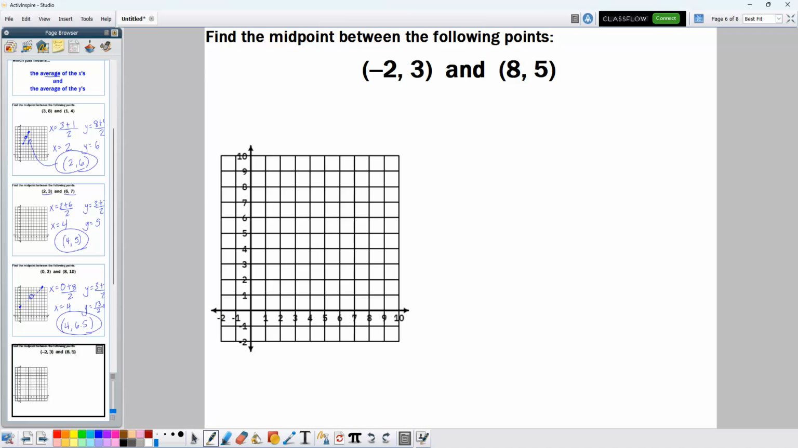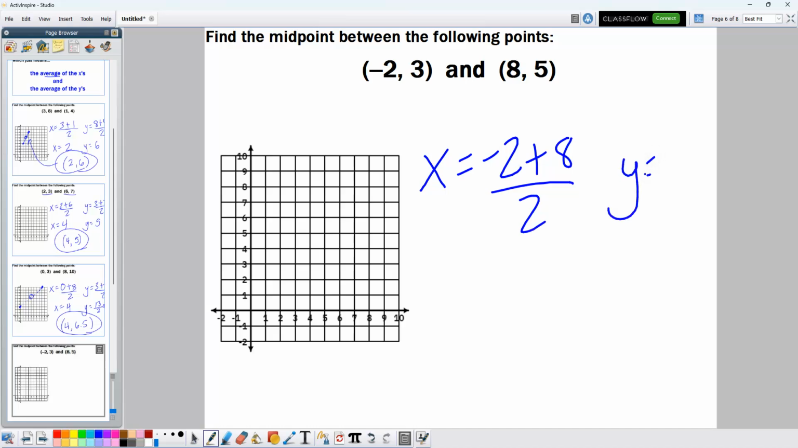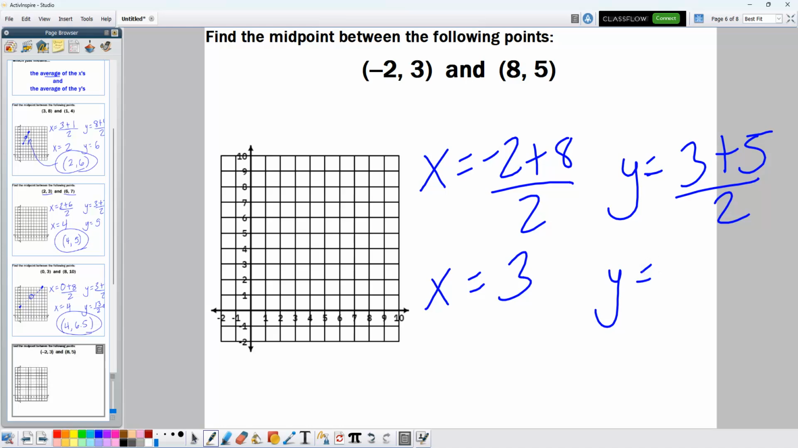Let's try it again. I got x equals negative 2 plus 8 over 2. You mean you can do negatives with this? Yeah, you can. Any sort of number you get, just punch it into the formula. Negatives, positives, big numbers, small numbers, decimals, radicals, whatever it is, punch it into this. It's going to give you an answer. You'd have x equals, I believe that is 3, and this would be 4. So 3 comma 4 would be your midpoint right there.